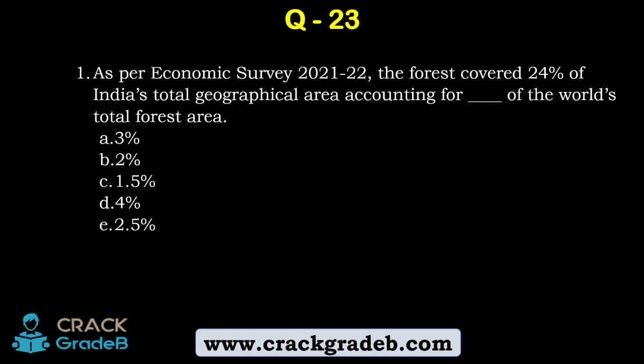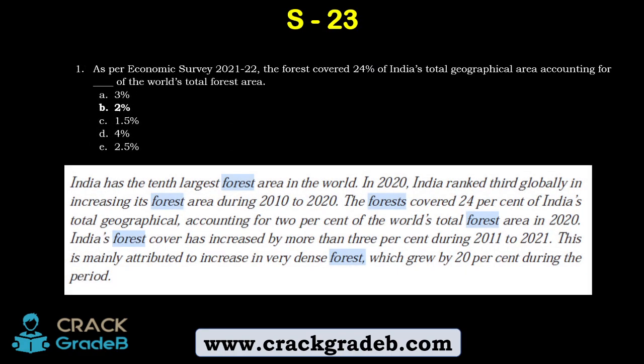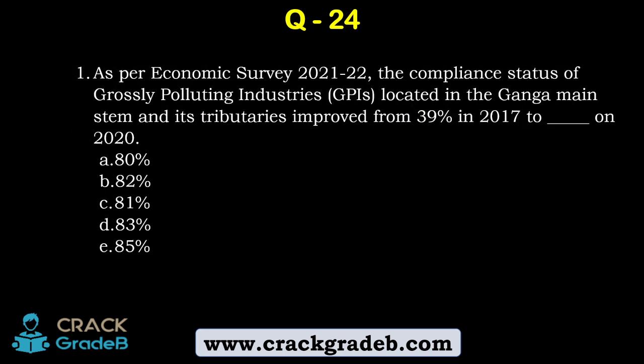As per Economic Survey 21-22, the forest covered 24% of India's total geographical area, accounting for dash of the world's total forest area. Okay. So the answer is 2%. India has the 10th largest forest area in the world. In 2020, India ranked third globally in the increase in forest area during 2010 to 20. So two things are important. One, two, right? So let's move forward with the next question, question 24.